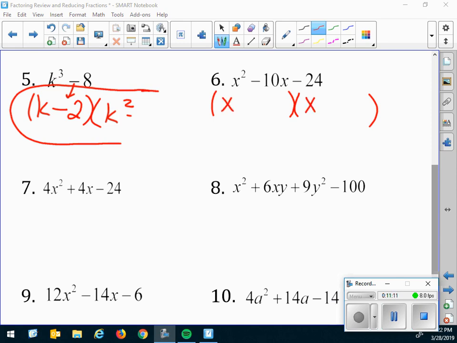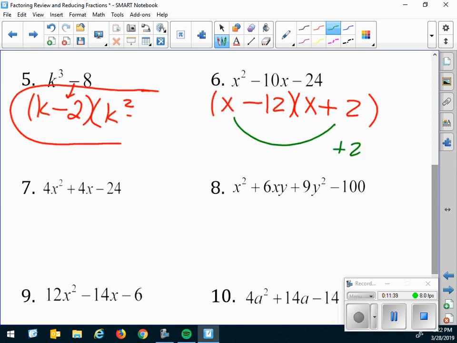X and X. 6 and 4. Oh, wait, no. 12 and 2. No, 12 and positive 2. Is that right? What's this? Positive 2x. Negative 12x. Does that add up to give me negative 10x? Does this multiply to give me negative 24? Yes. There's your answer right here.